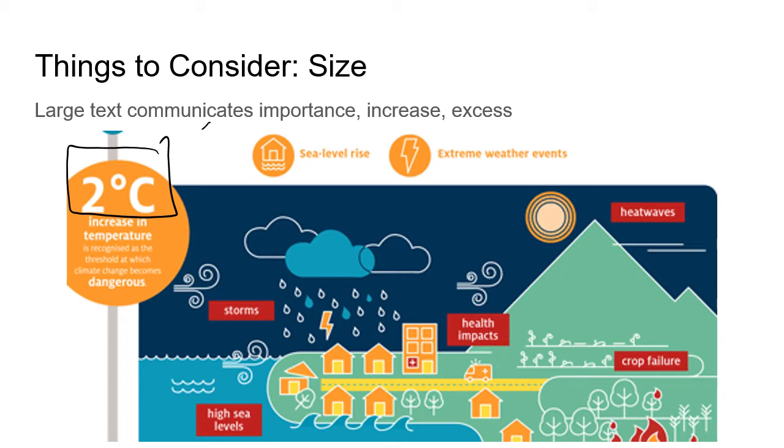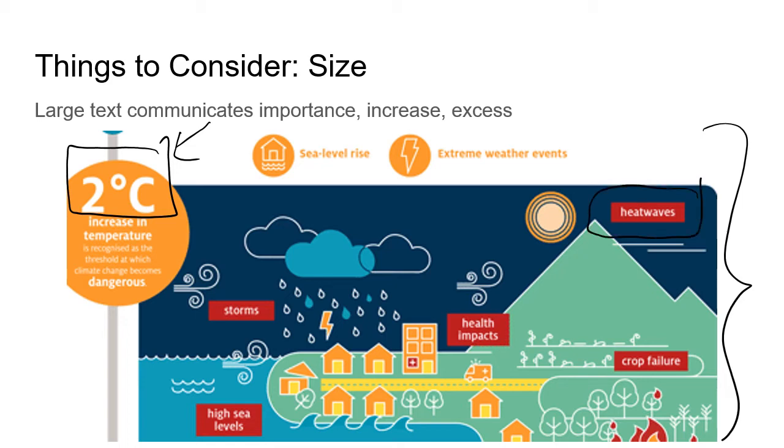So this number is the biggest piece here. Everything else is relatively small and gives us very little information. And obviously this is something I cut out, but it's a little bit busy. My eyes don't know where to go in here for what to see.